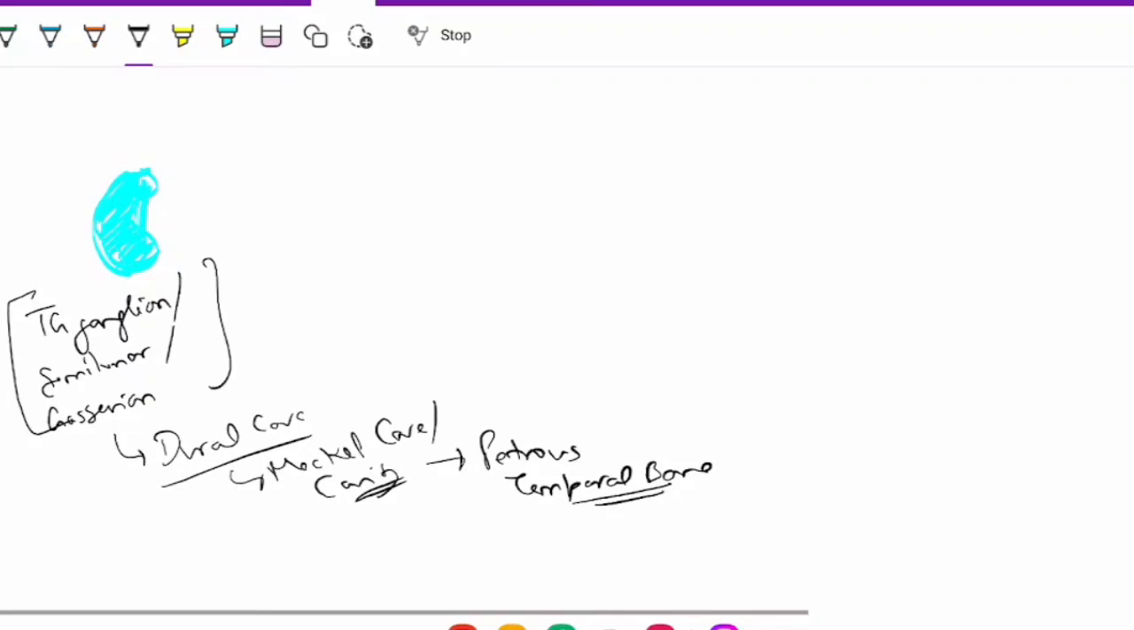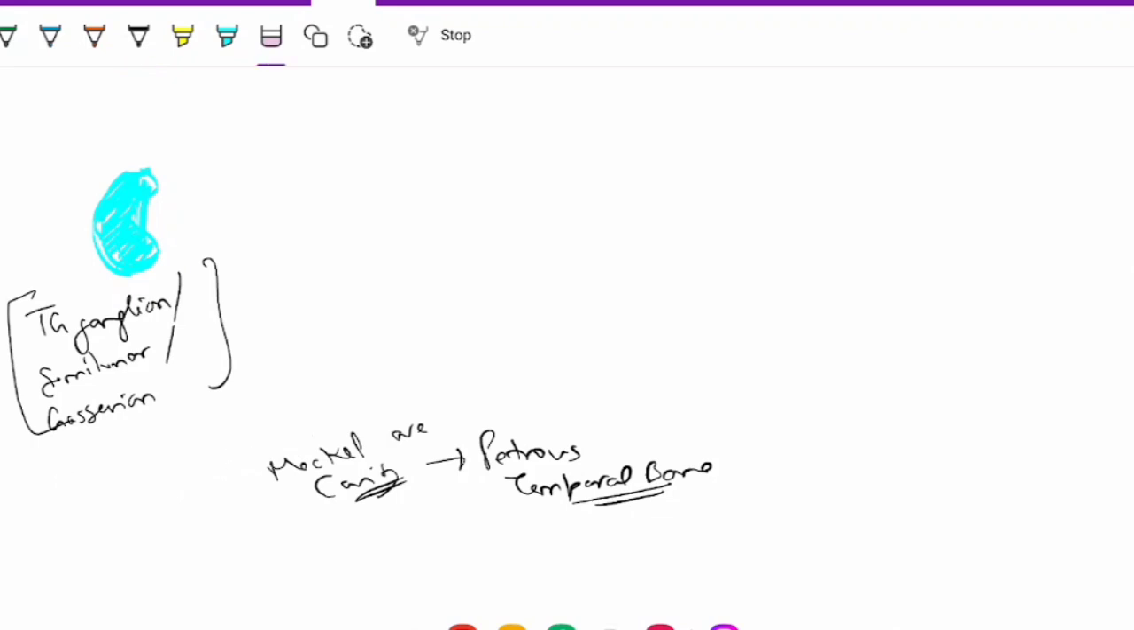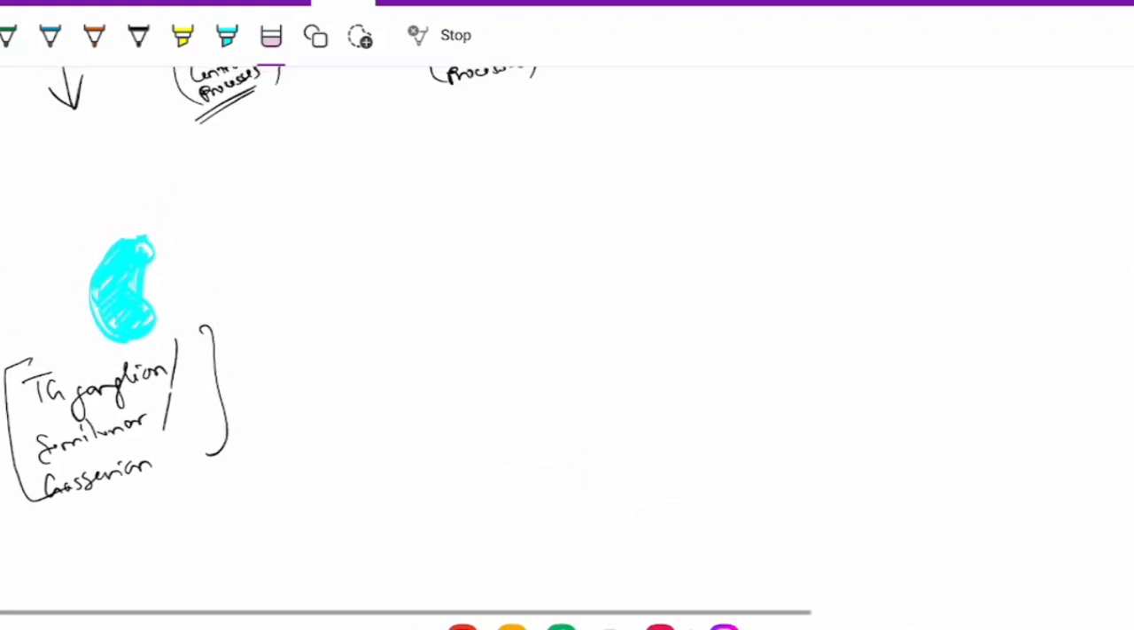What is a dural cave? A dural cave is nothing but a fold of your dura to form a cave-like structure where your ganglion resides, and that is known as the dural cave. Right. So this is your dural cave from which your branches arise. Now we are going to look at one branch, that is your ophthalmic division.